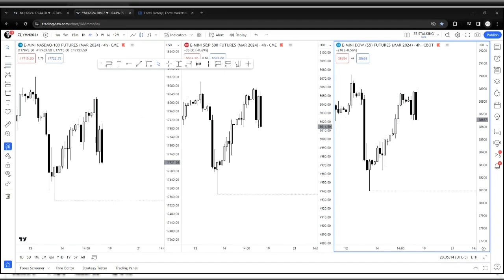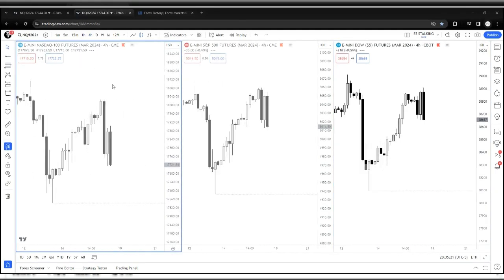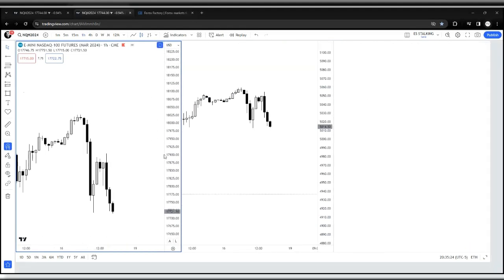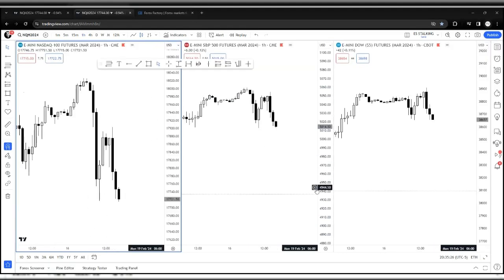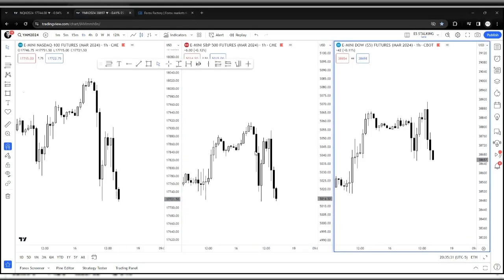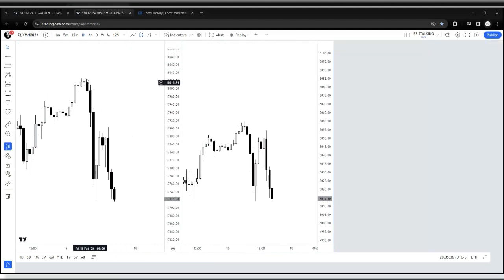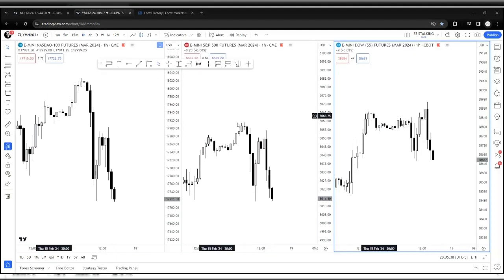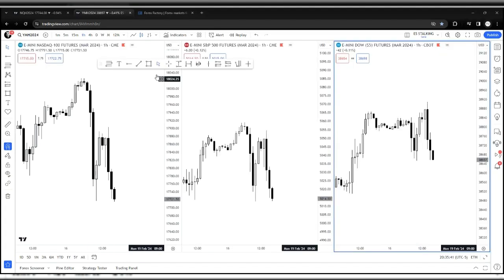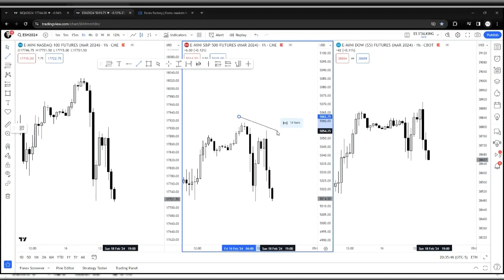Could you explain a failure swing? Okay, we'll do that again. Okay, a failure swing. Again, this is it. So here, price failed to break above this high. This is a failure swing. Here, right, price also failed to break above this high. This is a failure swing.